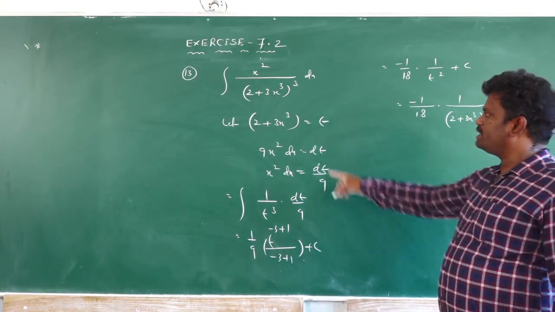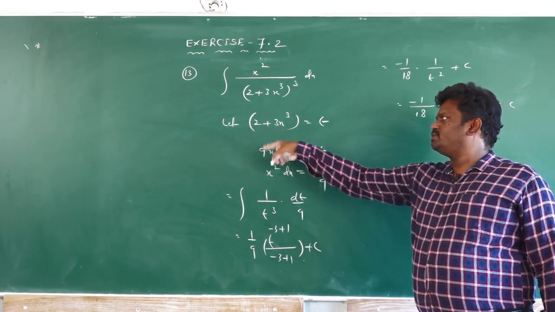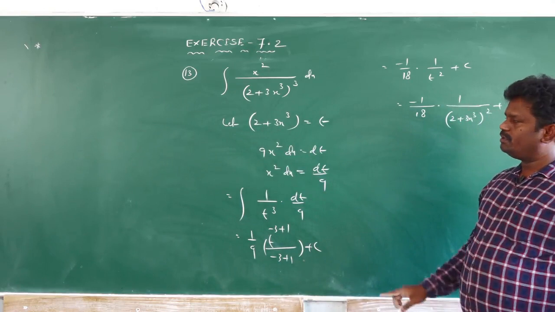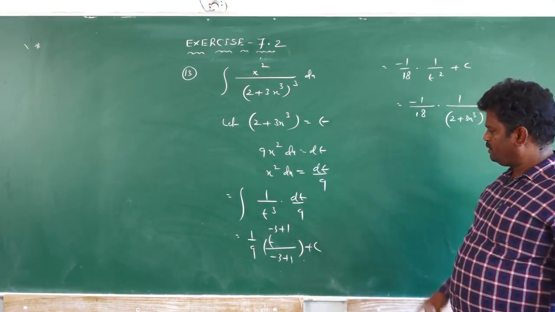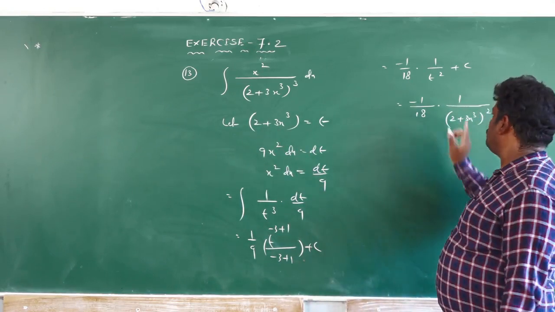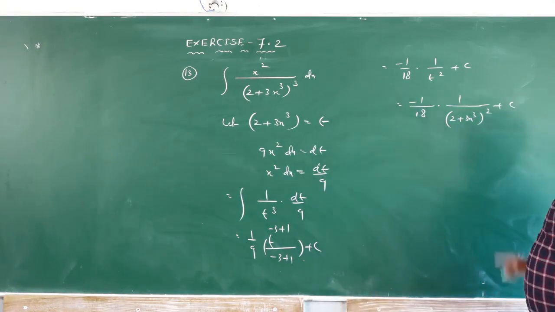2 plus 3x cube is equal to t. Again we apply the derivative: the derivative of 2 is 0, and 3 into x cube gives 3x square, that is 9x square, and we find this is the solution: minus 1 by 18 into 1 by 2 plus 3x cube whole square, plus c.